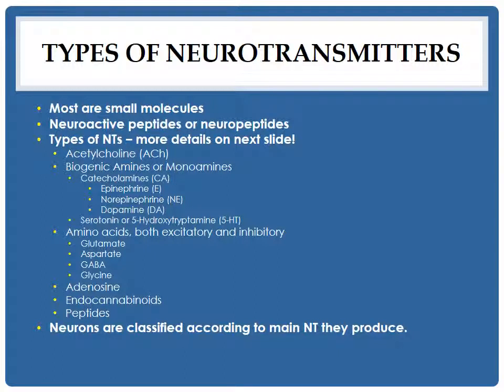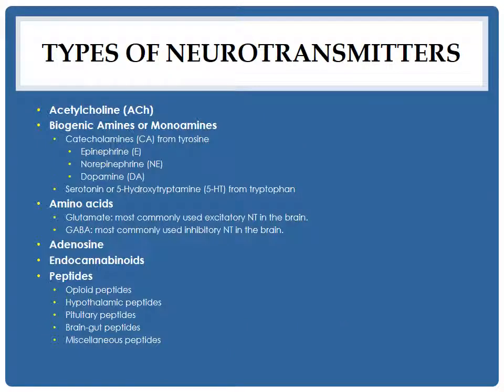Just know that neurons are classified according to the main neurotransmitter they produce. So cholinergic neurons are producing and releasing acetylcholine. Adrenergic neurons are producing adrenaline or epinephrine. Dopaminergic neurons are producing dopamine, and so on. So this information is summarized in table 4-2, and I just want to spend a little bit of time going through some of the types of neurotransmitters in a little bit more detail.